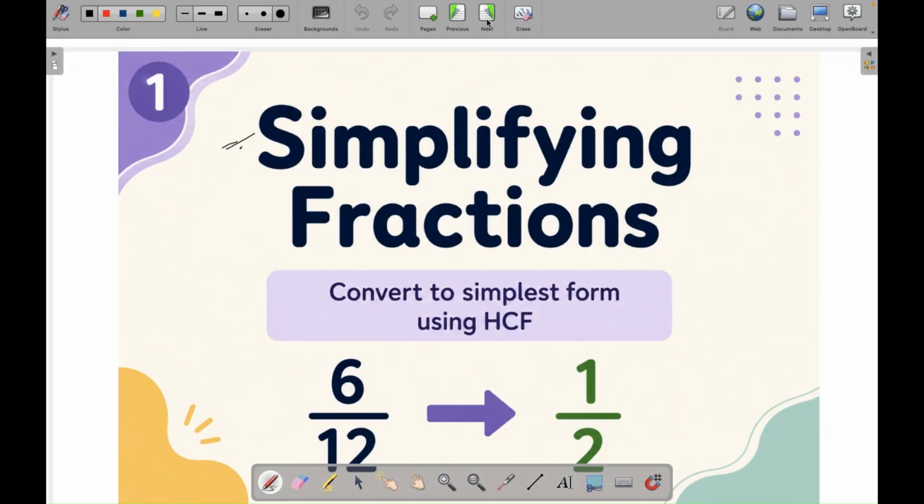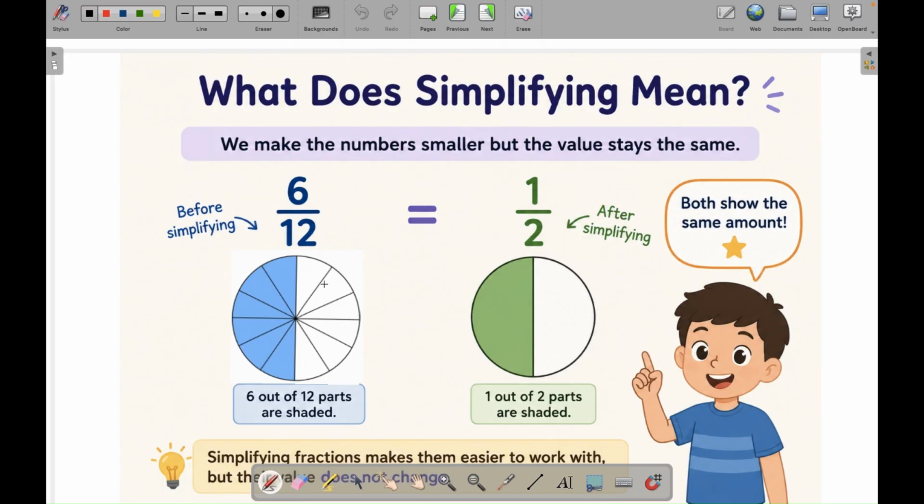If you look into this figure, it will be more clear. Here, it is 6 upon 12. The figure looks quite cluttered, right? Now, by simplifying, what I mean is I remove the unnecessary lines. Once I remove these unnecessary lines, I'm left with a clean shape. This meant that 6 out of 12 parts are shaded. Now I cleaned it, so it became 1 out of 2 parts shaded. Before simplifying, I had this cluttered form. After simplifying, I had this simple form. That is why we call this simplifying fractions.